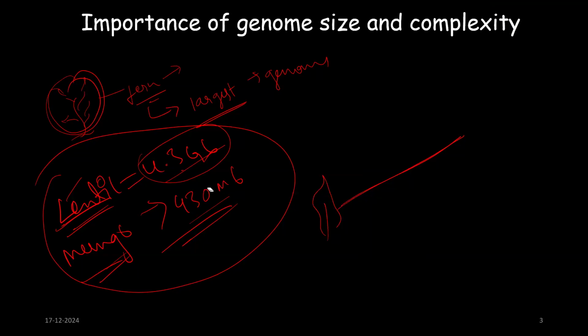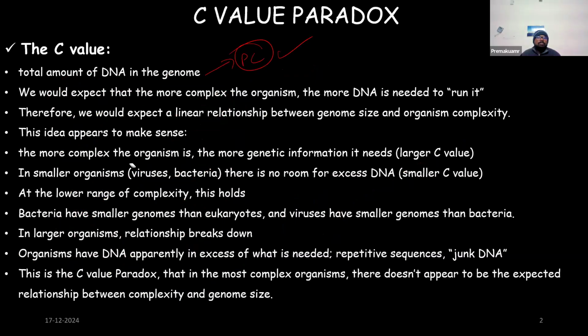Yes, sir. The more complex the organism, we think there is more genetic information needed to survive. So we think that the larger the C value, the more complex. This correlation holds to some extent. For example, a virus has a very small genome because it has fewer things to work on, but even so, look at how much function it does.